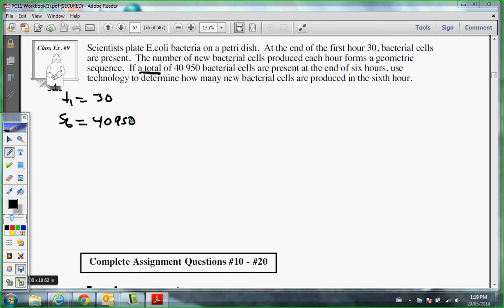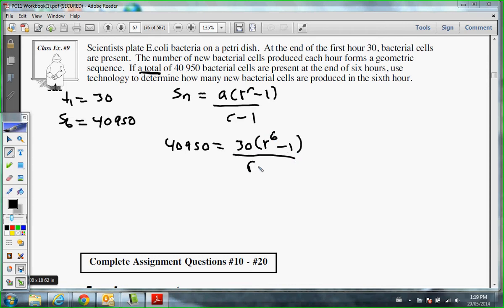So we can work backwards because we don't know R right now. We know A and we know N. So I'm going to use this formula here, A times R to the n minus 1 over R minus 1. I'm going to plug everything in, but I don't know R. So we're going to have 40,950 equals 30 times R to the 6th, because it's S of 6, minus 1 all over R minus 1.